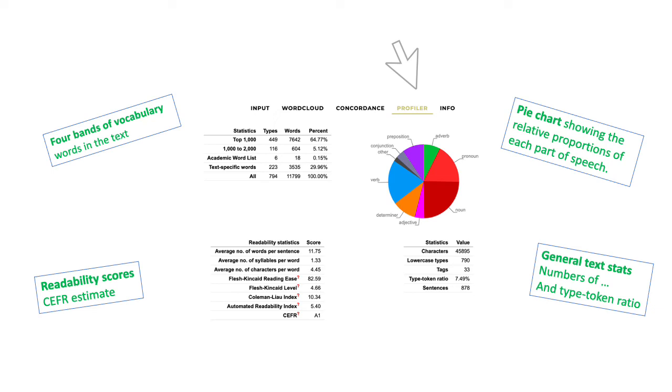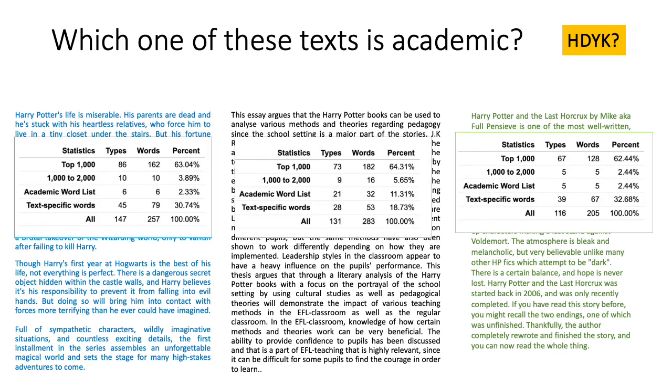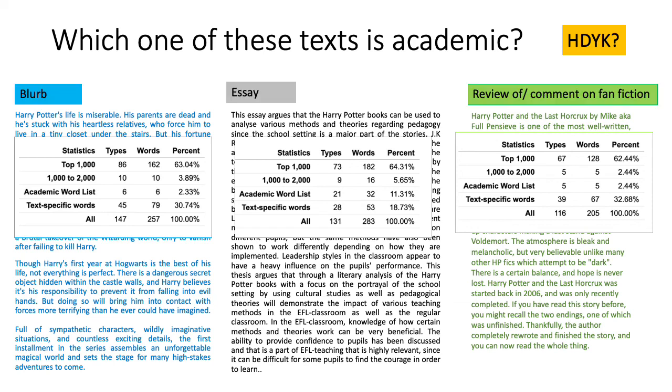We can use this data to answer a question. Here we have some excerpts from three texts related to Harry Potter in various ways. The question is, which of these texts is academic? Now, the answer can be fairly easily gleaned from reading the first couple of lines, but the text statistics are data that provide us with fairly conclusive evidence.